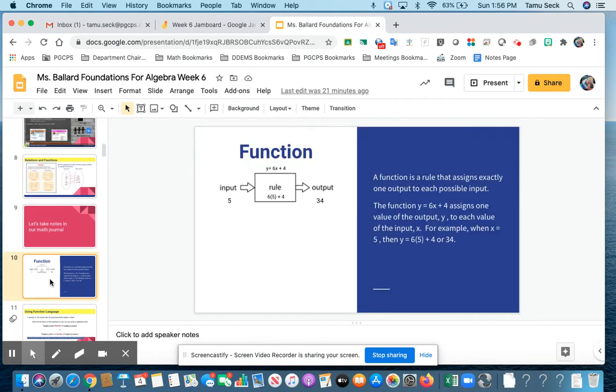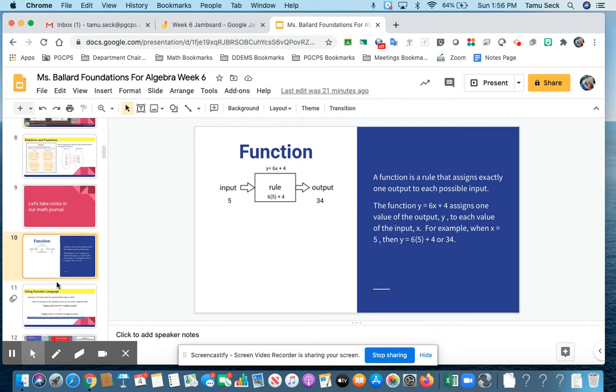Okay. A function is a rule that assigns exactly one output to each possible input. Here's the function y is equal to 6x plus 4. It assigns one value of the output y to each value of the input x. For example, when x is equal to 5, then y is equal to 6 times 5 plus 4, which is equal to 34.